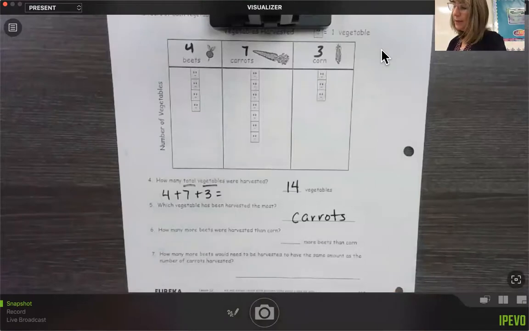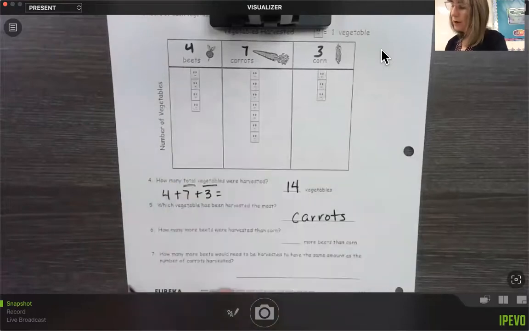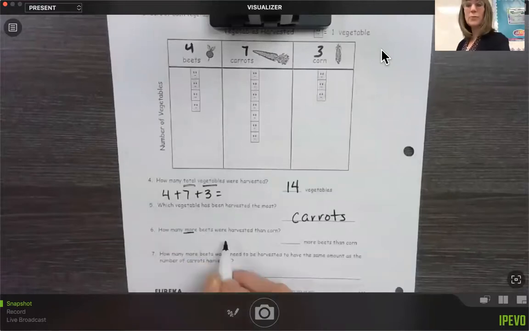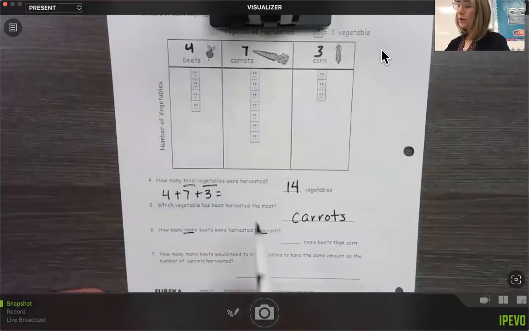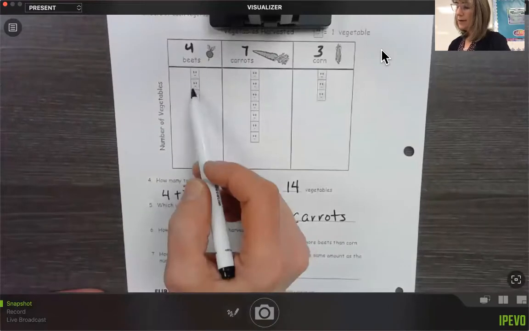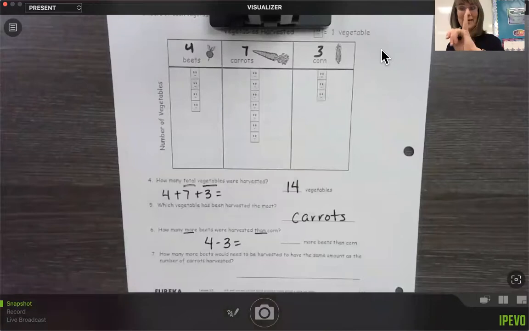How many more beets were harvested than corn? How many more beets than corn? Okay, now we have a more than question. Anytime it says more than or fewer than, they want us to compare. And the way we compare is we take the bigger number and we subtract away the smaller number. So how many more beets than corn? Beets were 4, corn were 3. 4 minus 3 equals 1.